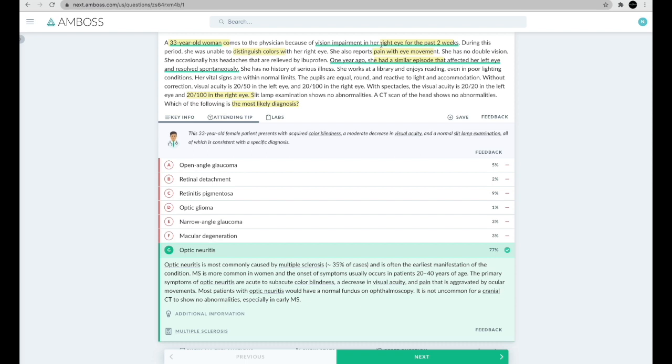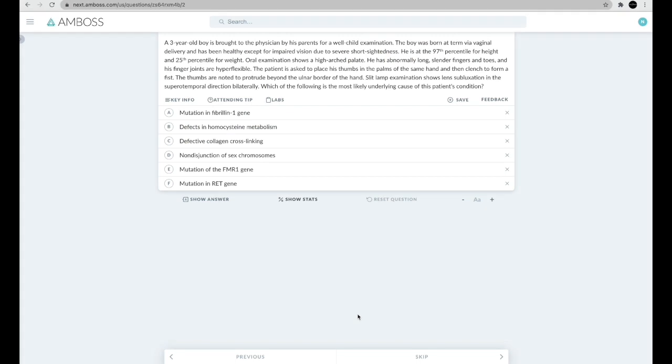What's highlighted here is vision impairment and another episode. Just like I told you. Middle-aged woman, vision impairment in one eye, and she had another episode. Those 3 pieces of info are key to reaching the correct diagnosis. So always look at what AMBOSS highlights. Alright guys, moving on to the next question.